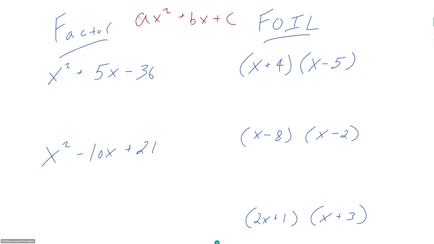Oftentimes, the a will just be equal to 1, so your quadratics will really just look something like this, which is fine, but they don't have to. They can give you a leading coefficient that isn't equal to 1, and when they do that, that makes them a bit harder to factor. So it is actually a bit uncommon, and we will focus mostly on quadratic equations that look like this.